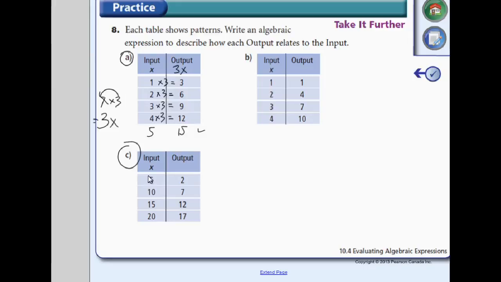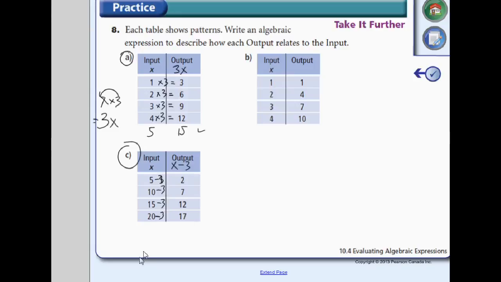C, in this case, we have our first number is 5, and then that results in the output being 2. When the input is 10, it results in the output being 7. 15 turns to 12, 20 turns to 17. Well, what are we doing in all those cases that's the same? And like you probably already realized, we're just simply subtracting 3 each time. So our output would be our input number minus 3.